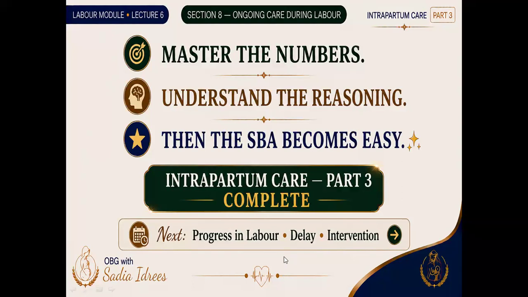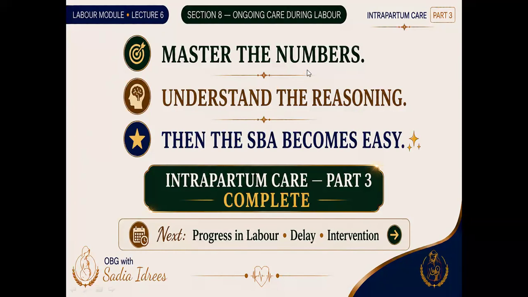Now I want you to notice something. This topic initially looks overwhelming because there are so many recommendations and so many numbers, but don't try to memorize the guideline. First, master the important numbers, then understand why the recommendation exists. Once you understand the reasoning, the question becomes much easier because even if the question is presented as a clinical scenario, rather than a direct recall question, you can still work your way towards the answer. So master the numbers, understand the reasoning, then the SBA becomes easy.